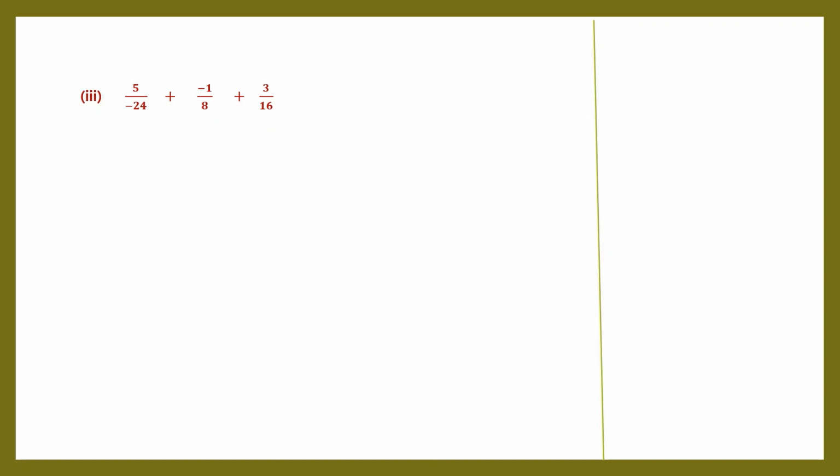So let's begin by writing the question first. So here we are removing this minus sign and we are putting it here. So what do we get here? Minus 5 by 24. Then we have plus minus 1 by 8. And then we have plus 3 by 16.